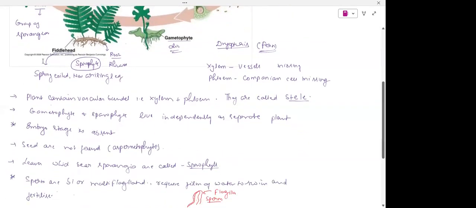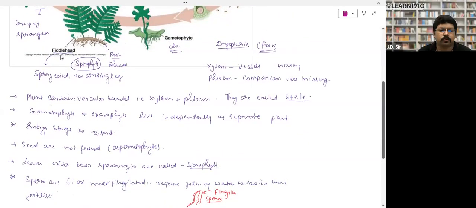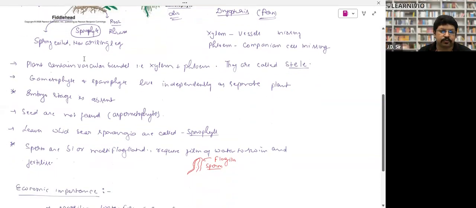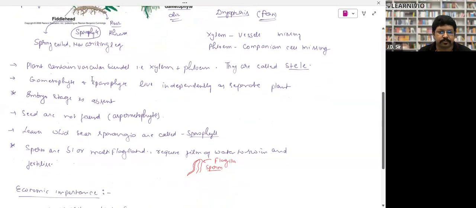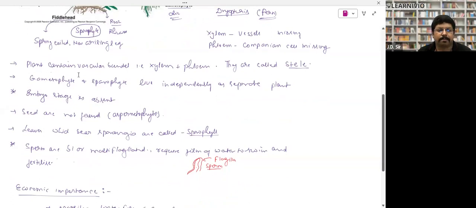Yes. Basically, these fiddleheads are used as a vegetable in the mountains. This fiddlehead is the spring point. The plant contains vascular bundles, xylem and phloem, and they are called stele. First important thing: what is stele? Stele is nothing but the vascular bundle. They are found here.